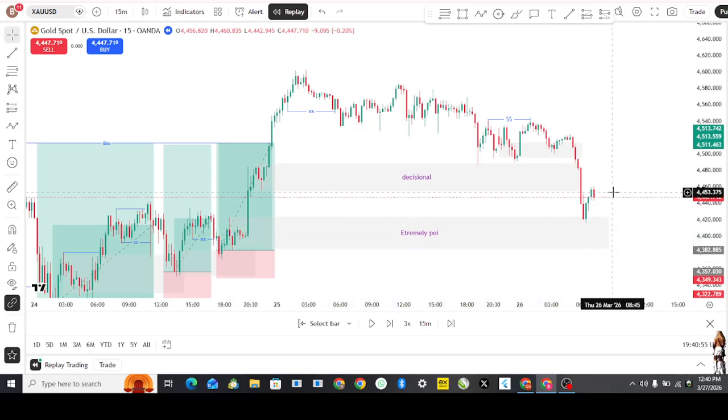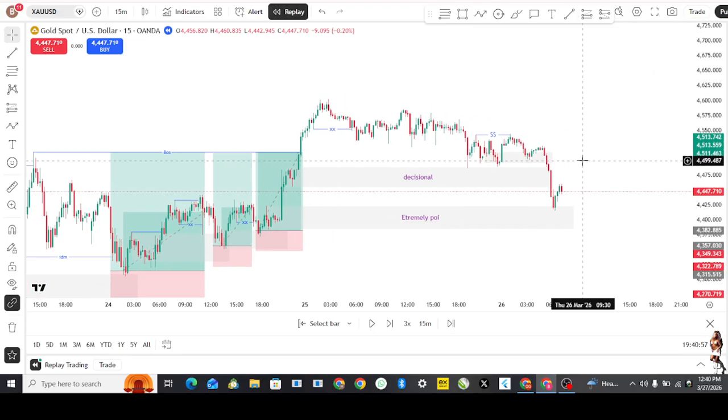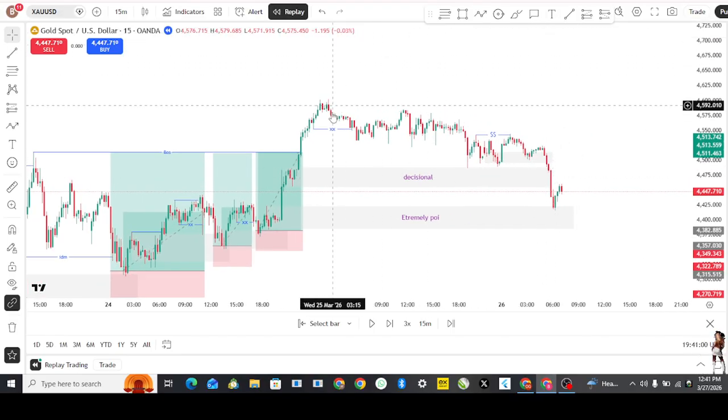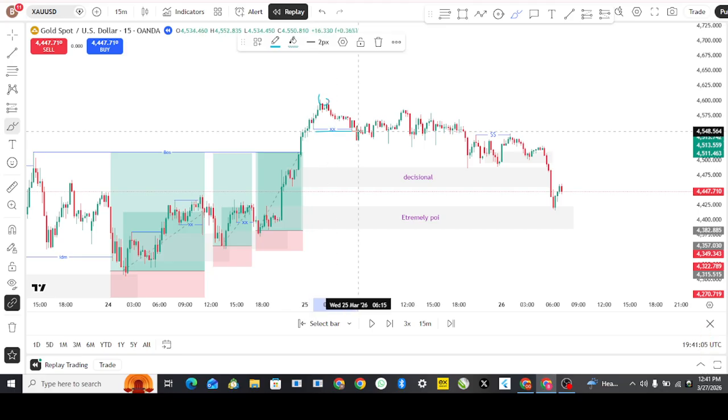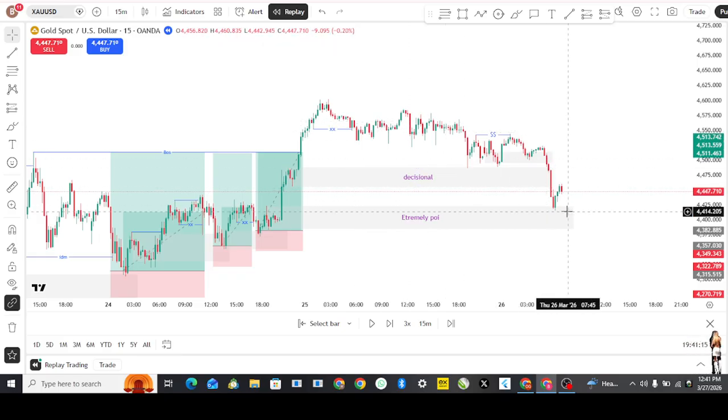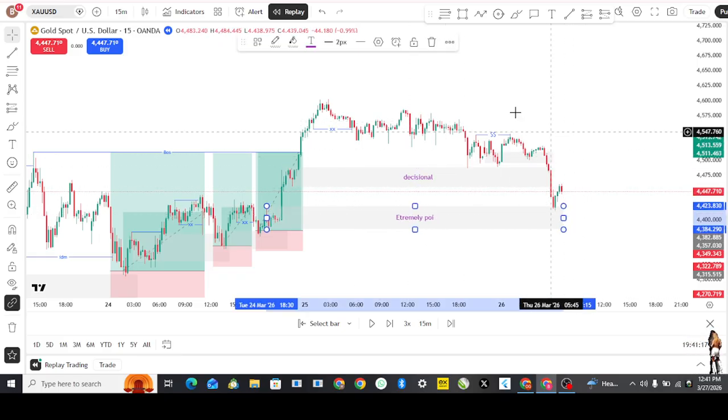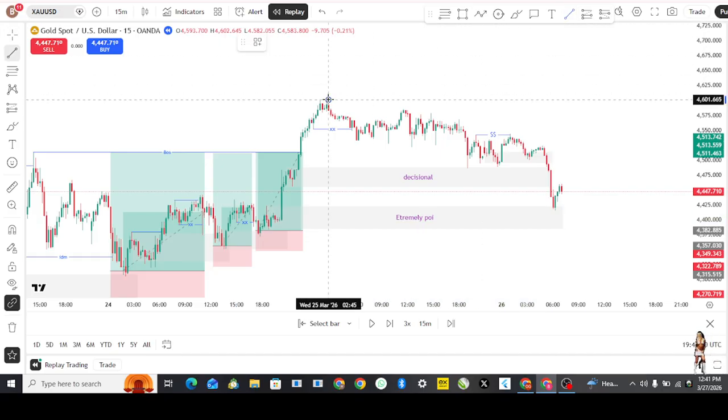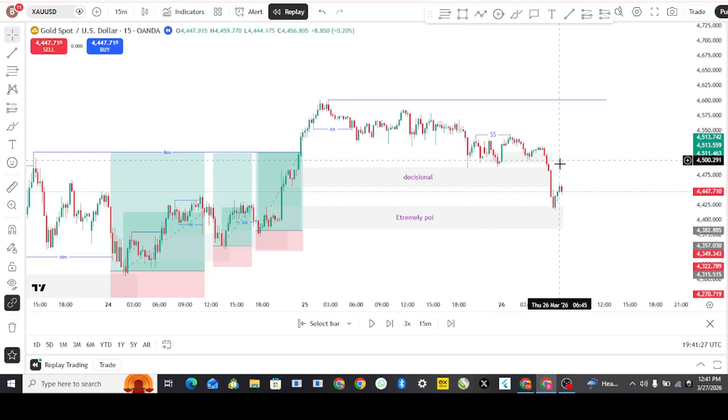Right now, the market is sitting at our extreme point of interest. And remember, this high is a valid high because inducement was taken here. Are you getting it? Inducement was taken here, so it's a valid high. So any buy that we get from this zone, since it's an extreme POI, I'm going to take my position from here, and the target is going to be this recent high. Let's see what we are going to get.